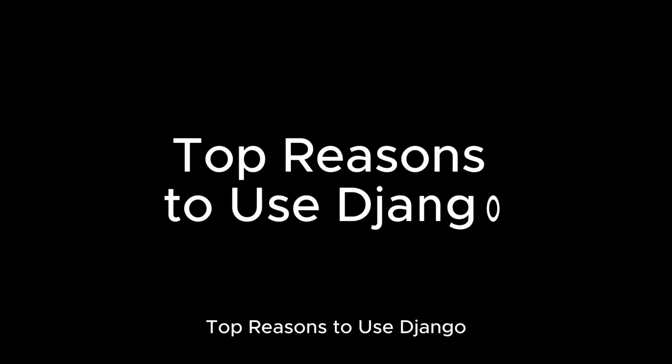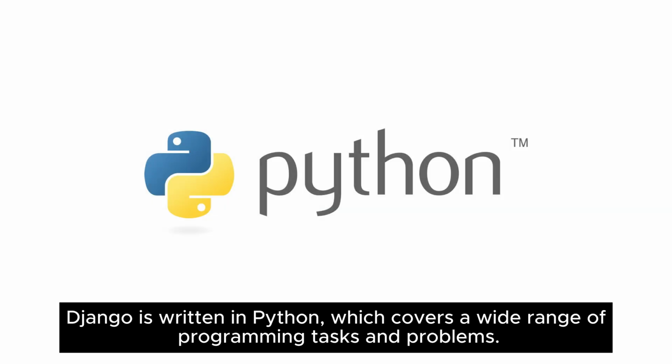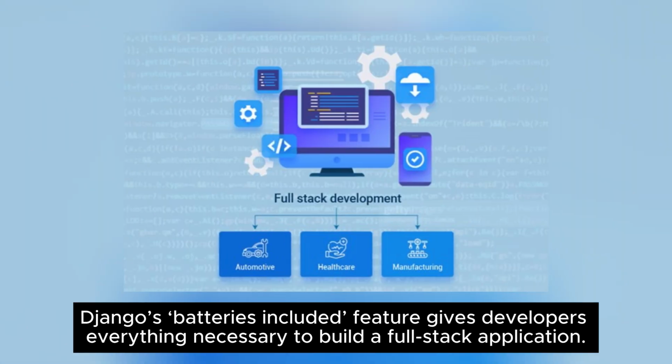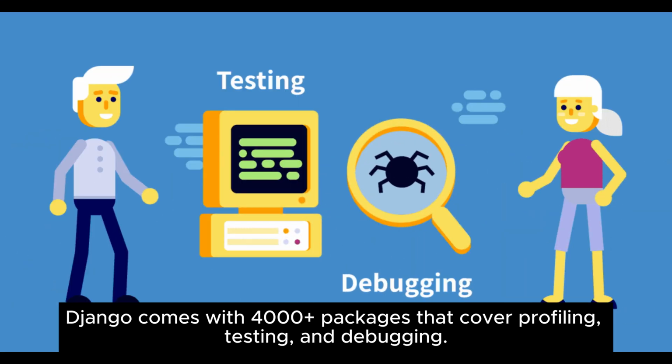Top reasons to use Django. Django is written in Python, which covers a wide range of programming tasks and problems. Django has reliable documentation, which makes it easy to develop high-quality applications. Django's batteries included feature gives developers everything necessary to build a full-stack application. Django comes with 4,000+ packages that cover profiling, testing, and debugging.